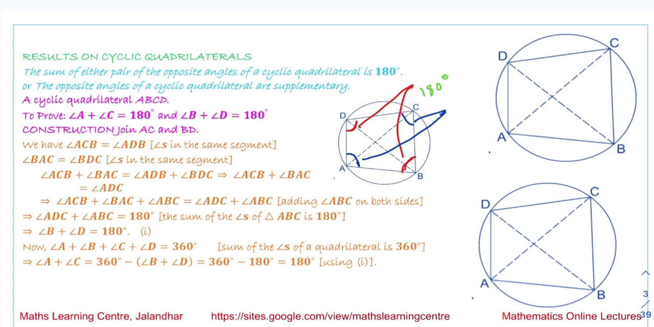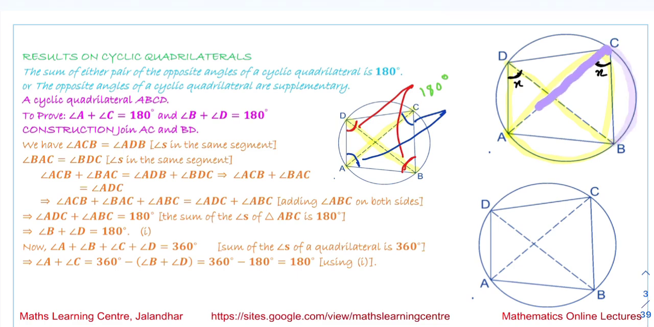To prove this, we do the construction over here: we have joined A, C and B, D. Now look at this arc AB. On this arc we have two angles, one is angle ACB and second is angle ADB. Both of these are on the arc AB. It means if the angle at D is x, then the angle at C is also x.